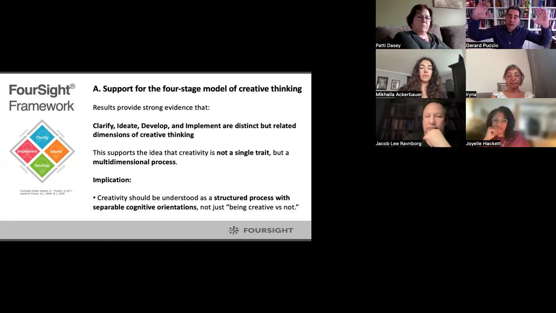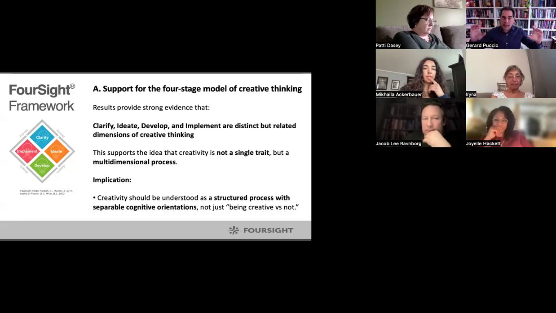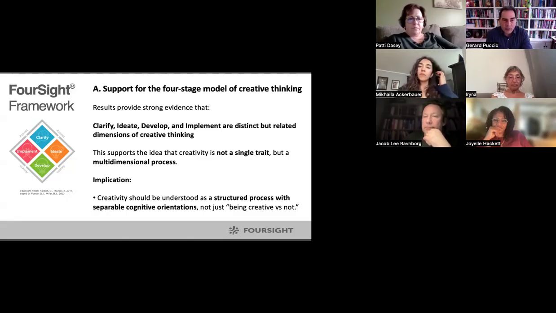Remember what I said earlier. Creativity is a higher order form of thinking, which assumes that it subsumes more specific ways of thinking. And what the confirmatory factor analysis is saying is, yes, it does. It is a complex form of thinking. And these are 4 specific examples of cognition within the creative process. So the implication is creativity should be understood as a structured process with separable cognitive orientations, not just being creative versus not creative, but it is more nuanced.